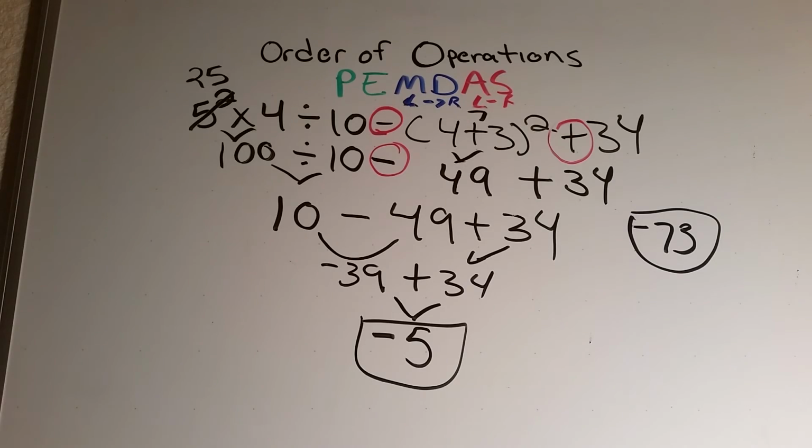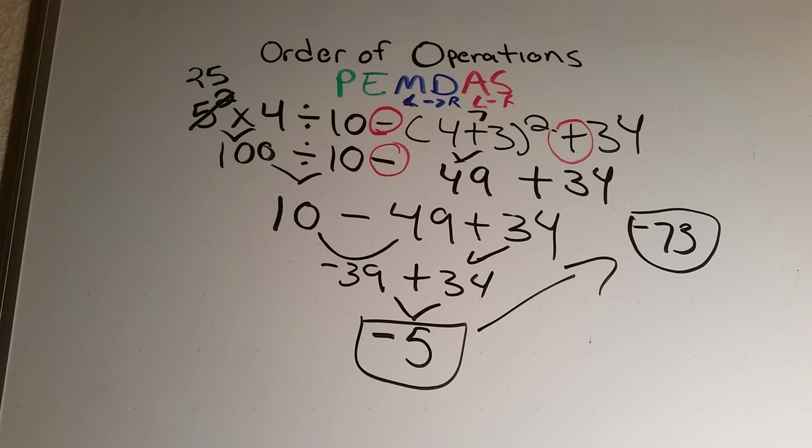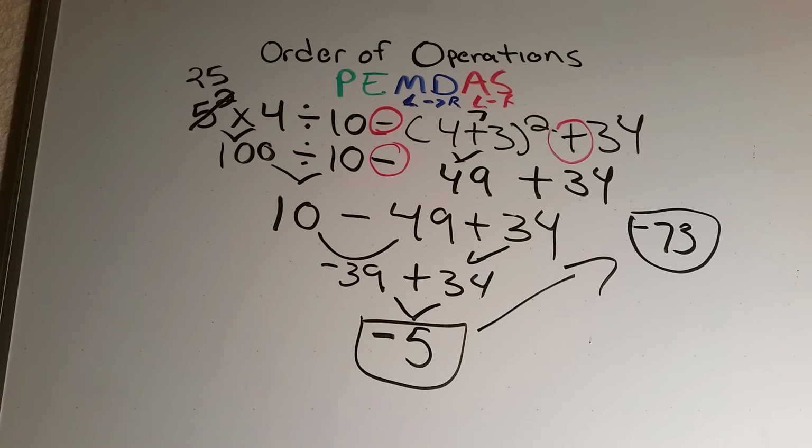So as you can see, big difference, okay? Big difference from negative 73 and negative 5. Now, the next video that I'm going to show you, I'm going to show you a problem where this in particular makes a difference, okay? The multiplication and division process. If you were to do the multiplication or the division first, and you mess it up, you're going to get a totally different answer as well. So that's what the next video is going to be about.